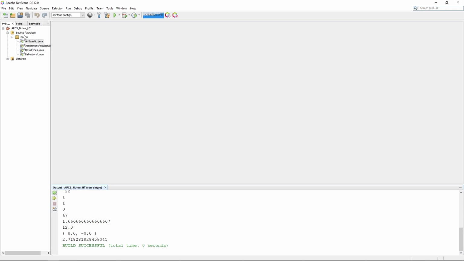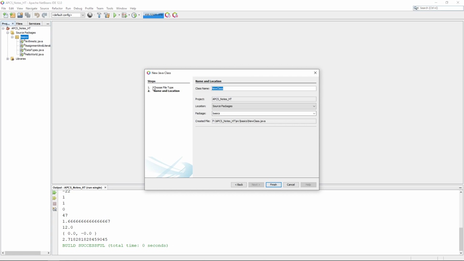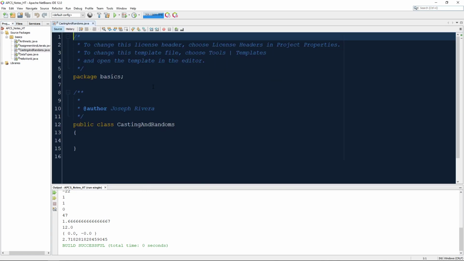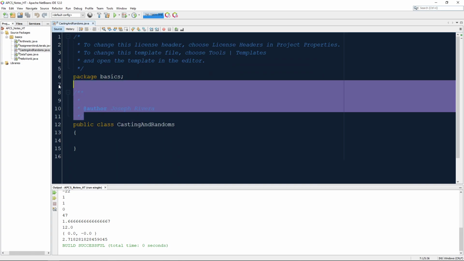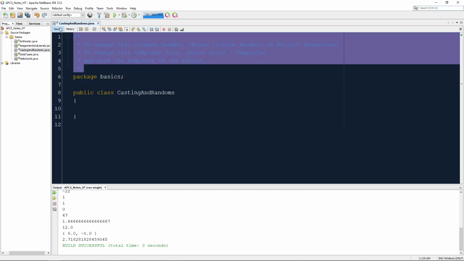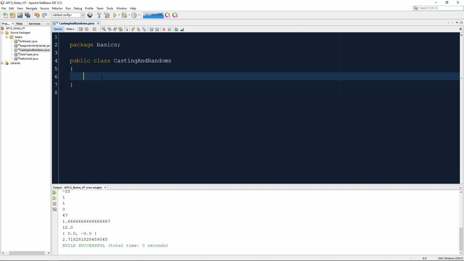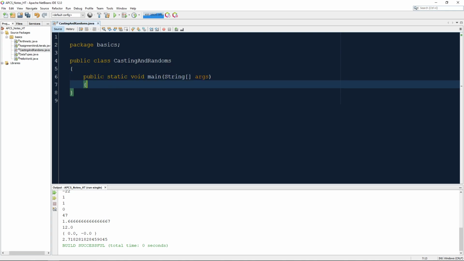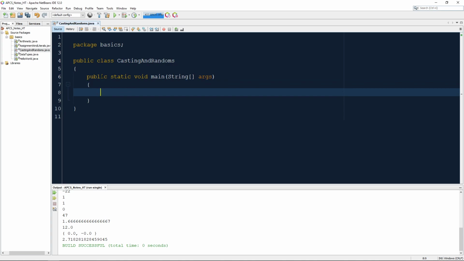So I'm going to make a new class by right-clicking on Basics, the package, New Java class. We'll call this class CastingAndRandoms. And so I'm going to go ahead and toss out my comments. I'm going to make my main function, public static void main(String[] args). Here we are. So we're going to start with casting.